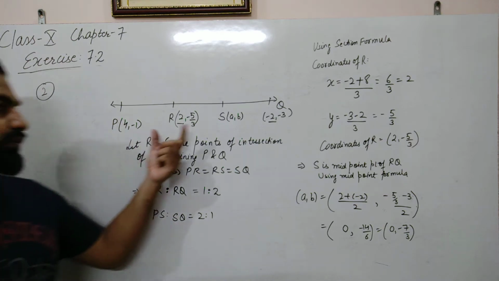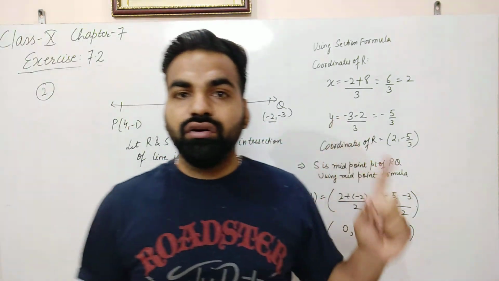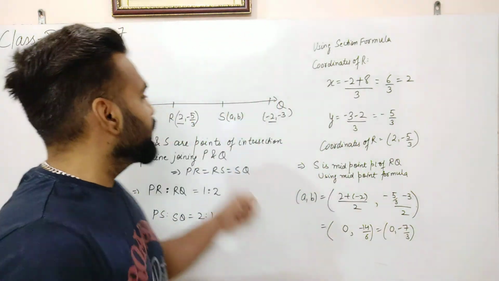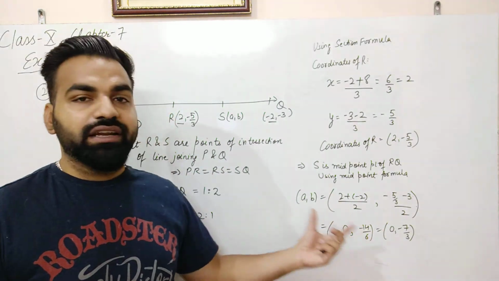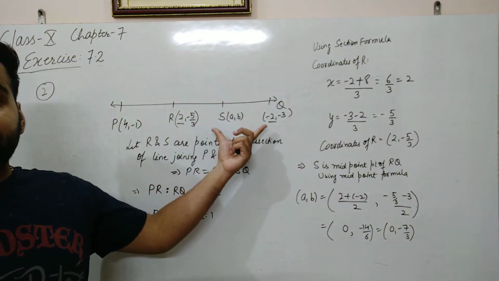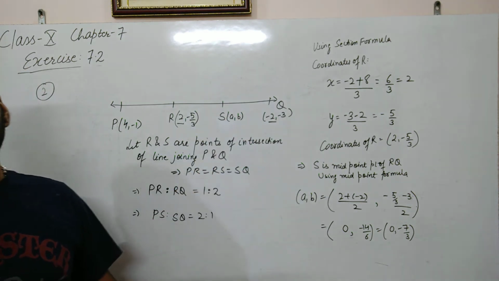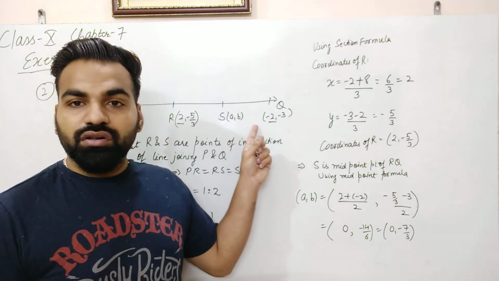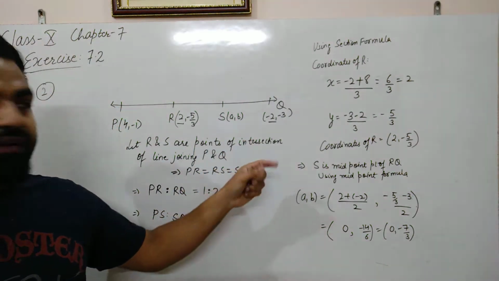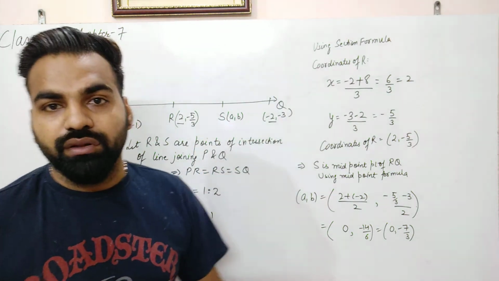Clear? So we could find both the coordinates using section formula, but midpoint formula is a bit easy, so we can use it here if the two endpoints are given and the center point is the midpoint. So we could do it by section formula also, using ratio 2:1, and also by midpoint formula. Clear?